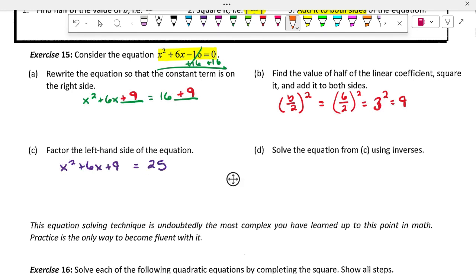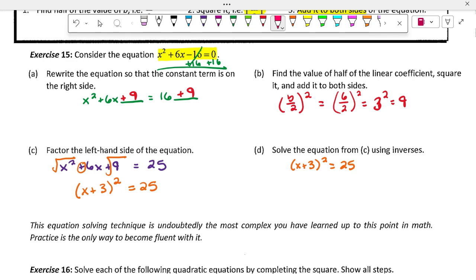Well, we're going to leave the 25 alone for right now. So square root the first, square root the last, separate them by the sign of the second. So it'll be x plus 3 squared is equal to 25. I want to rewrite that over here. Now we've got one that we kind of know how to do already.